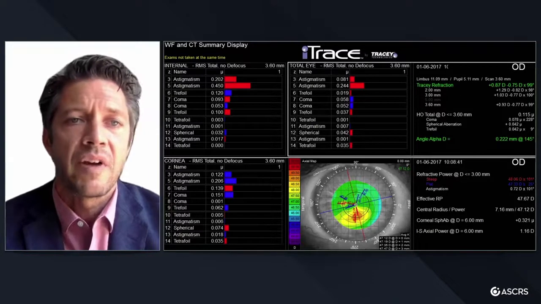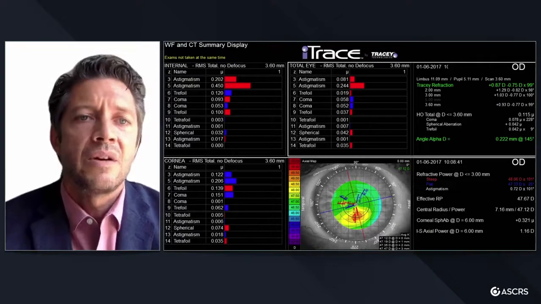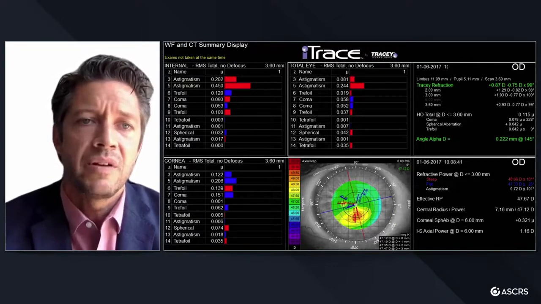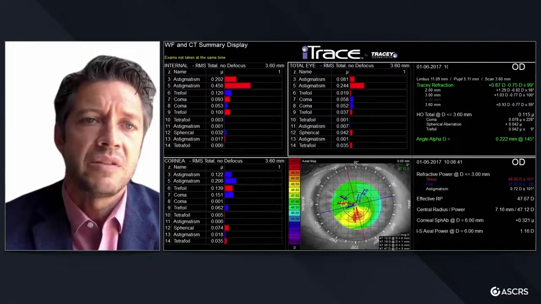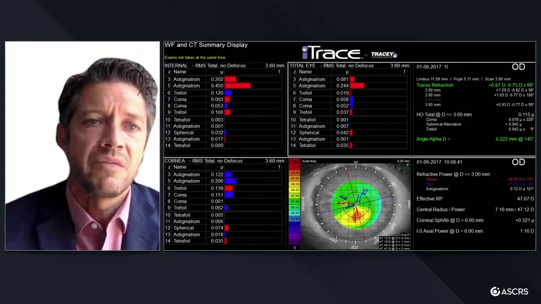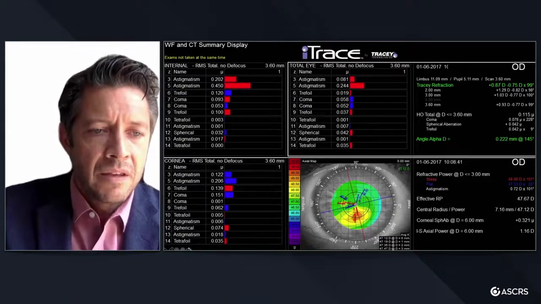In all fairness, in a refractive practice, sometimes that's just as important as doing the procedure. So I think without the iTrace, this would have been a very difficult thing to figure out. And again, as Paul said, I think just because somebody's 20/20, that doesn't necessarily mean everything's okay. You have to look at the entire visual axis.